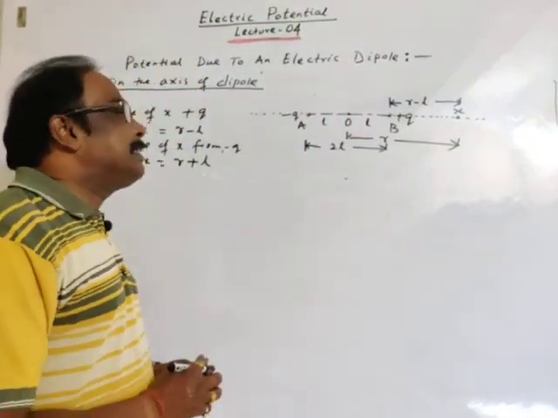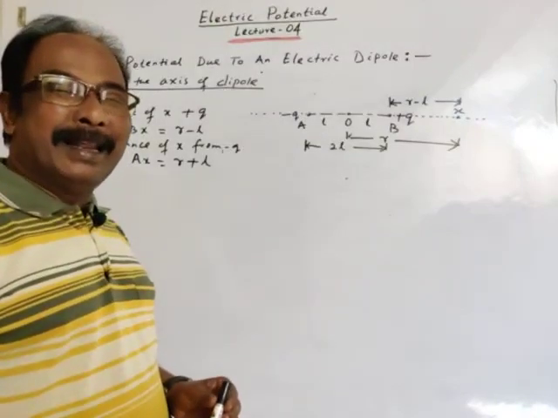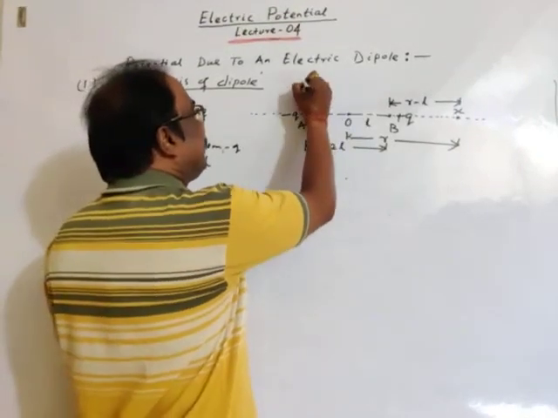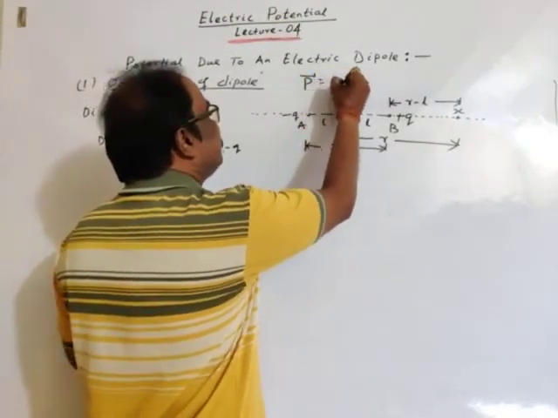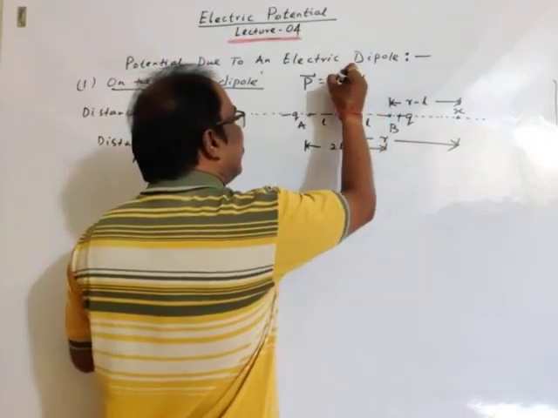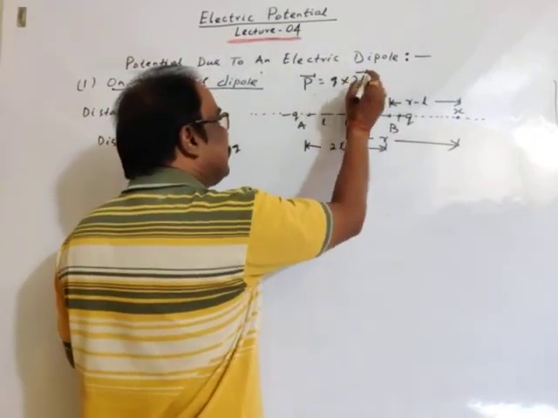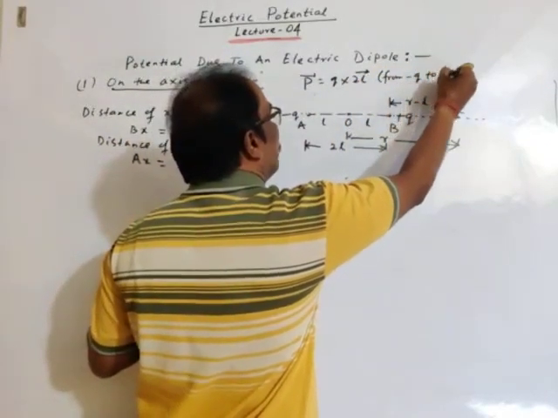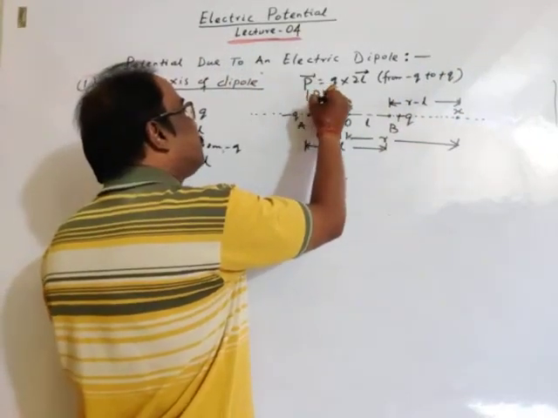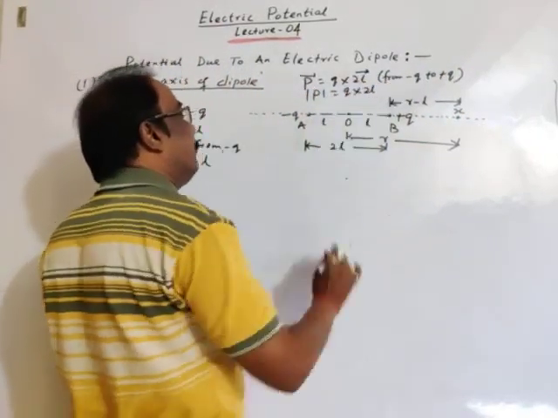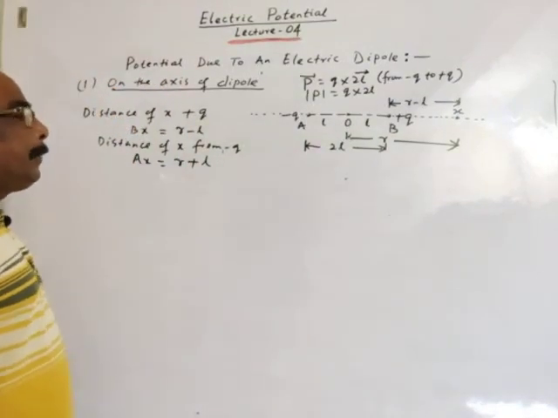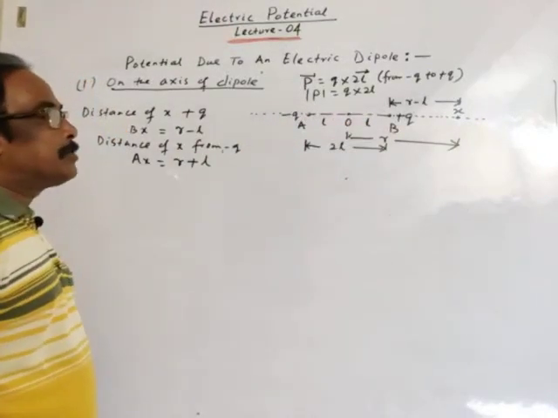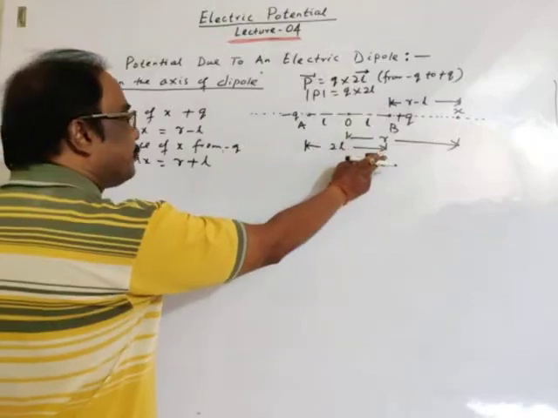But potential is a scalar quantity, electric field intensity is a vector quantity. As we have discussed, I am writing here dipole moment Q into 2L. We may take the direction of the dipole moment from minus Q to plus Q. Only the magnitude is Q into 2L. Then we have to find the electric potential at point X due to the dipole containing the charges minus Q and plus Q separated by distance 2L.